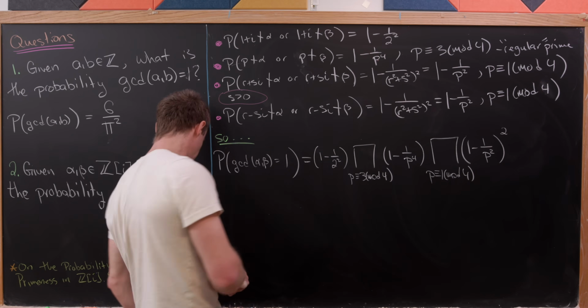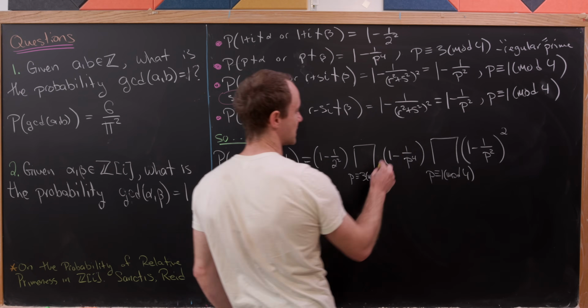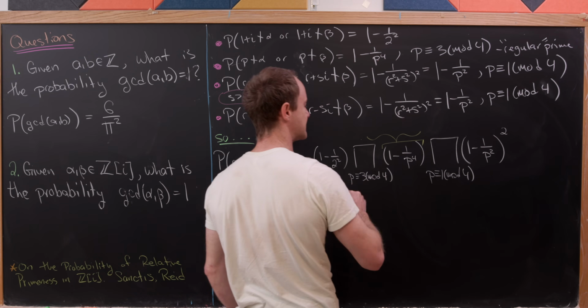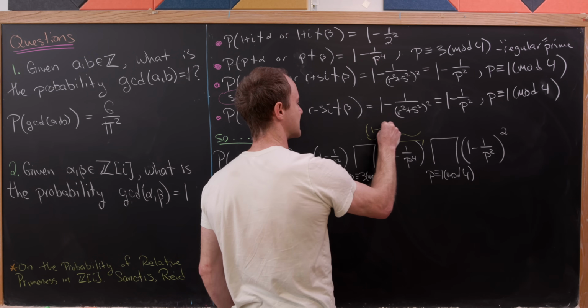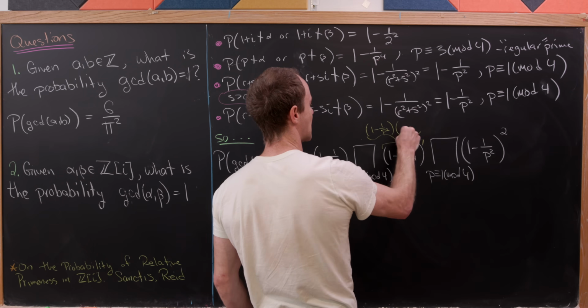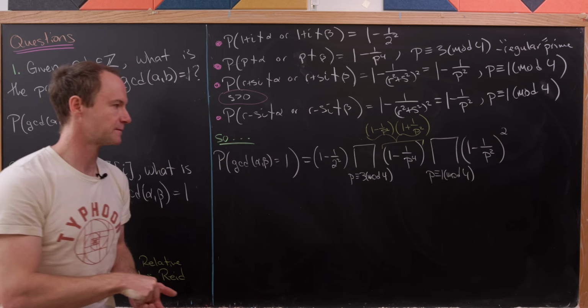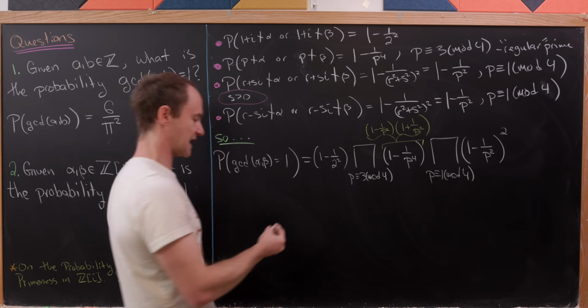Okay, now we're going to do the following, and that is observe that we can take this 1 minus 1 over p to the 4th and write it as 1 minus 1 over p squared times 1 plus 1 over p squared. I think that's pretty clear. And then we can regroup these as follows.